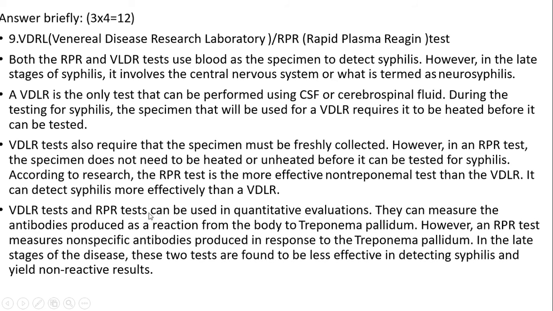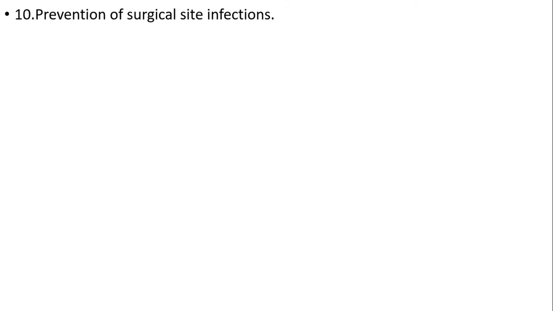VDRL and RPR tests are used for quantitative evaluations. They can measure the antibodies produced as a reaction from the body to Treponema pallidum. However, the RPR test measures non-specific antibodies produced in response to Treponema pallidum. In the late stages of the disease, these two tests are found to be less effective in detecting syphilis and yield non-reactive results.